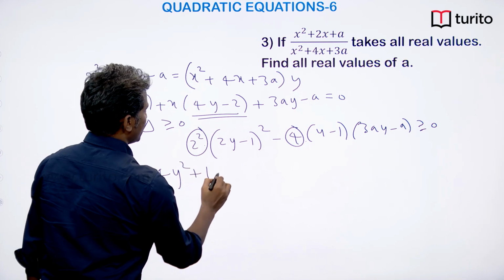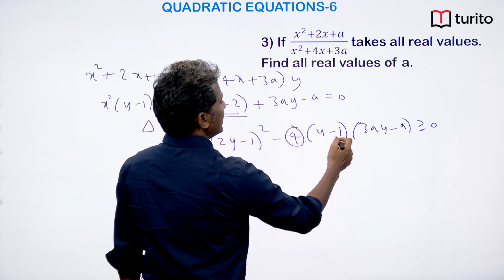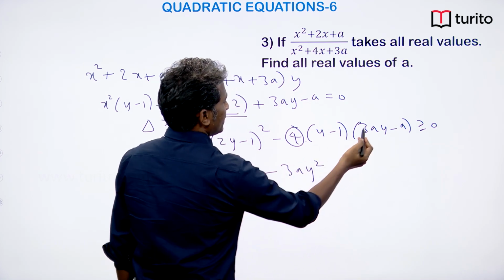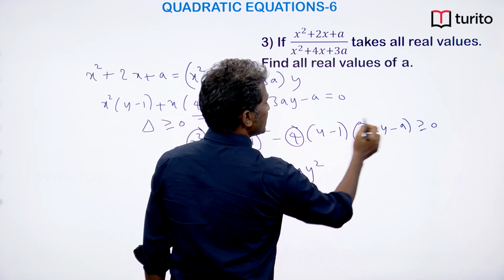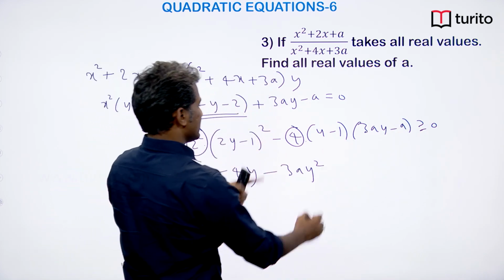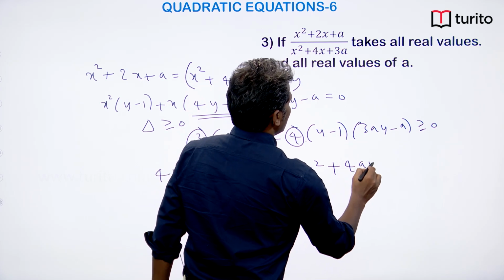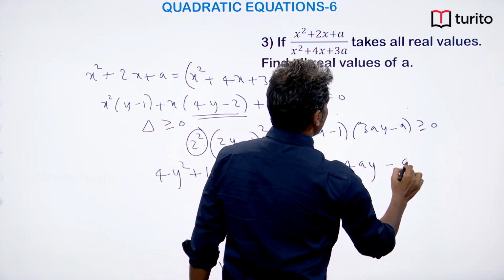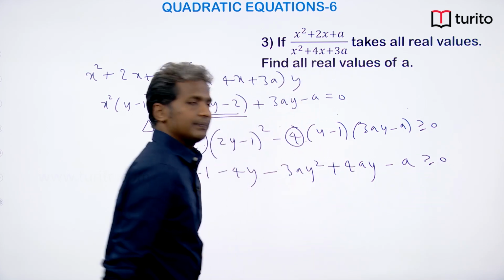4y square plus 1 minus 4y, and here minus 3ay square, and here minus 3ay, and there is minus 4a minus ay, which becomes minus 4ay, there is minus sign, plus 4ay, and the constant term 1 into a into minus 1, it becomes minus a, greater than or equal to 0.